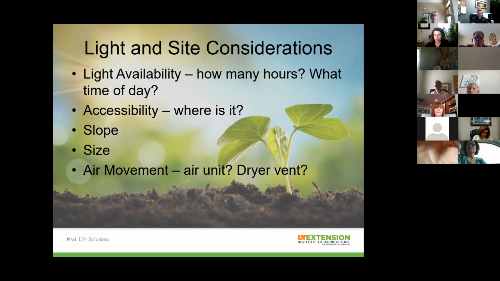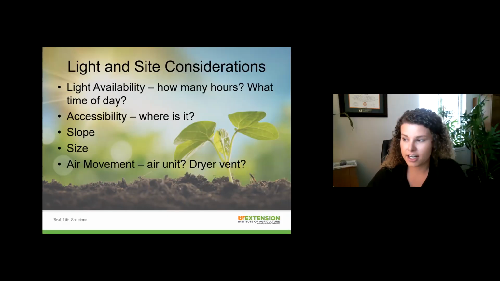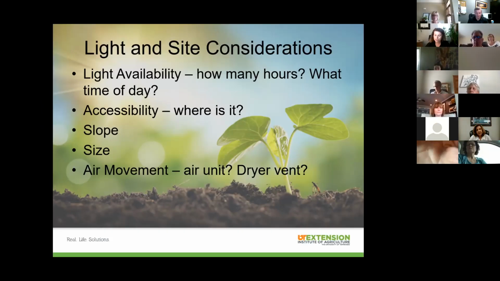Think about the slope, obviously, the size, and then air movement. I see a lot of people put plants directly up on top of their air units outside, even right where their dryer vents exit their house. And that's just not a good idea. That's a lot of moist air, even sometimes warm air that is moving across those plants. And those plants just in general are not made to withstand that. So think about that as you're planting something. Don't put them right on top of your HVAC units.